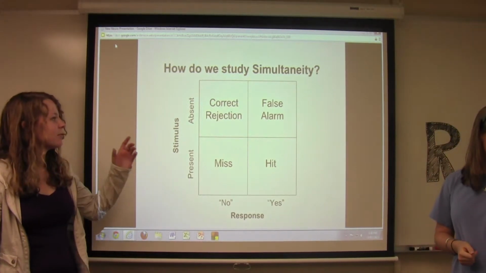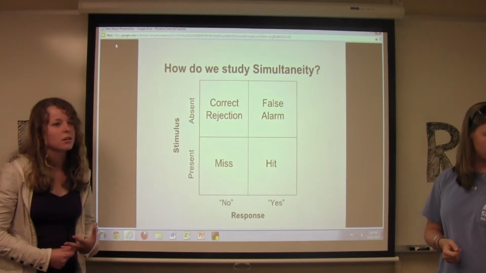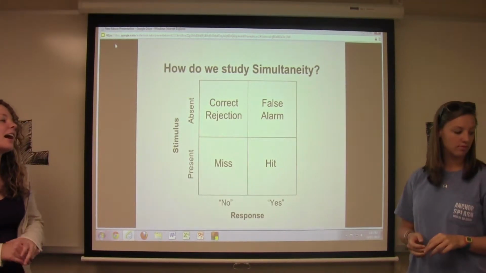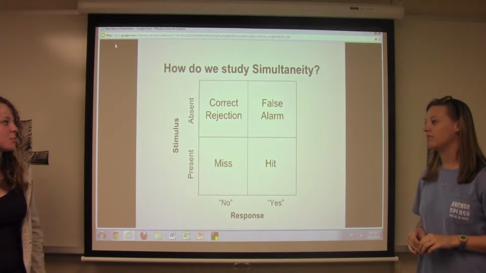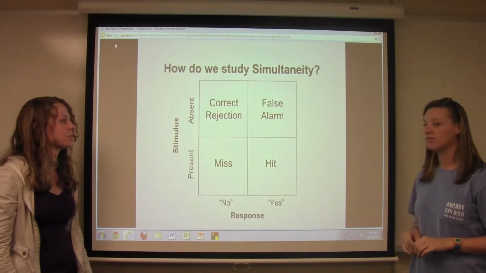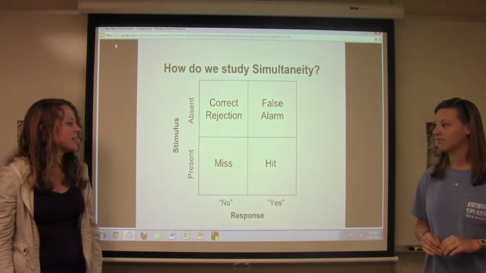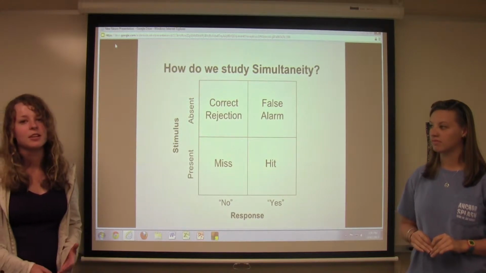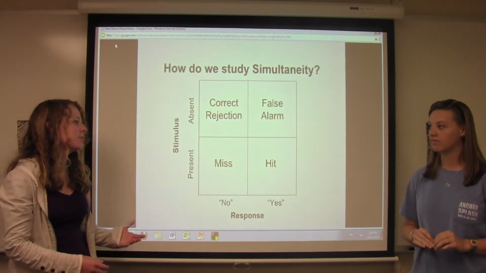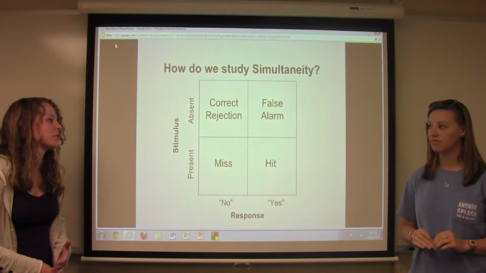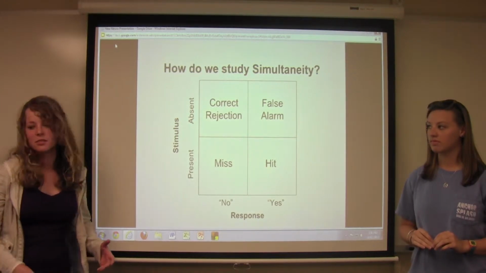For example, if the visual stimuli were not simultaneous, and the participant reported that they were, that would be a false alarm. On the other hand, if the stimuli were simultaneous and the participant failed to report so and instead reported that they were not simultaneous, that would be considered a miss.